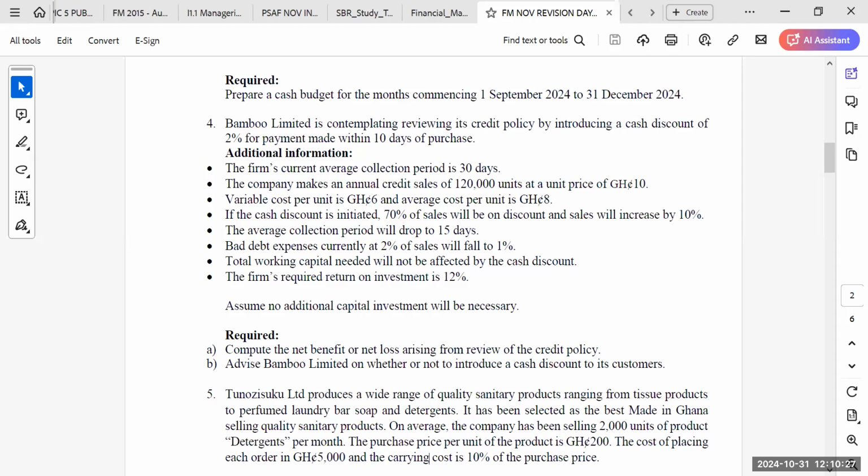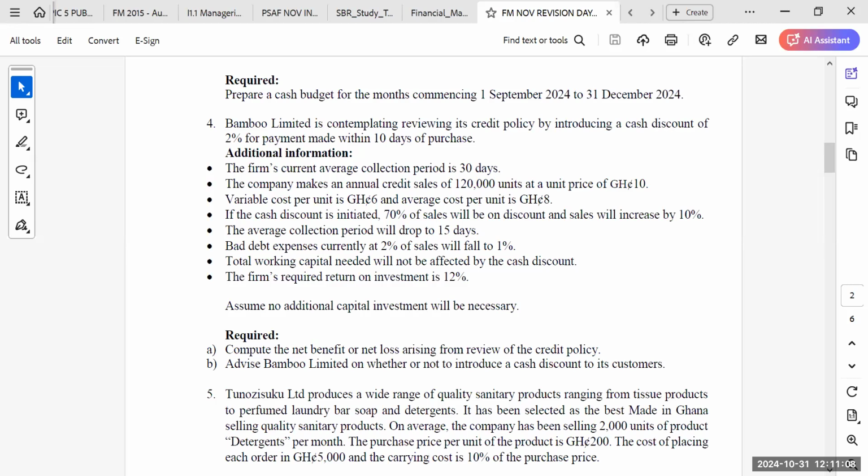But something that is going to happen here is, if the cash discount is initiated, 70% of the sales will be on discount, and sales will increase by 10%. So it means that the quantity that we are going to be selling will now be increasing. Is that correct? Yes. Okay, so let's take it from this perspective.